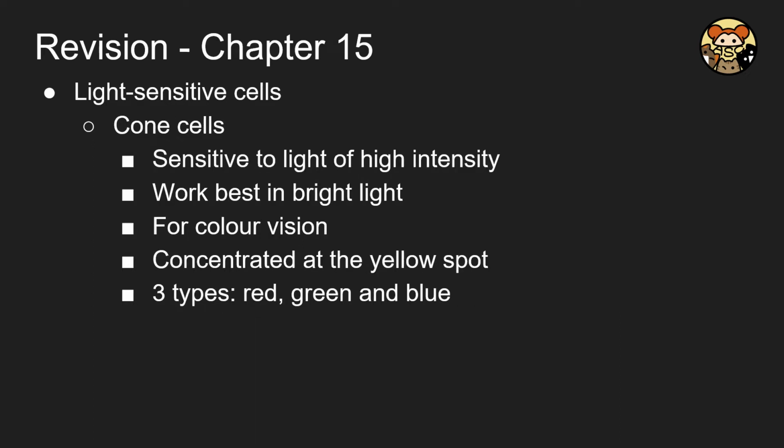And in reverse, we talk about the cone cell. The cone cells work best in bright light and are responsible for color vision. And we generally have three types of them, that is red, green, and blue. And the cone cells are concentrated at the yellow spot, as previously discussed.